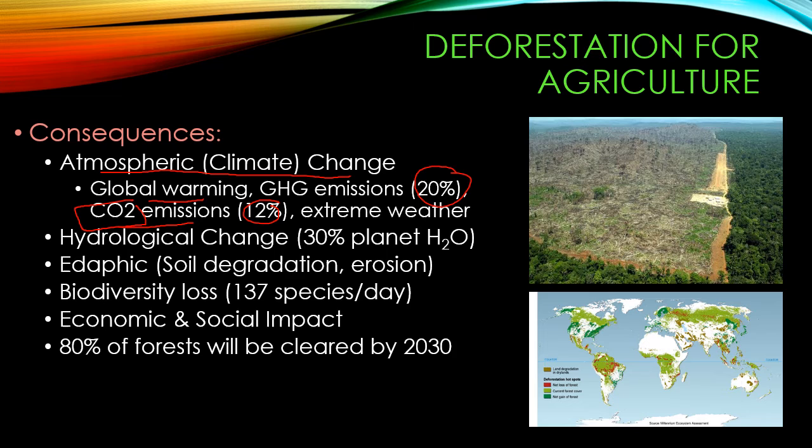And you can see all these figures. You can go back to the references and look at the data. There is a continuous increase of CO2 worldwide, continuous over time. For many years now, CO2 has been on the rise. Also, deforestation will impact hydrological change. 30% of the planet's water is linked to forests, and that is worldwide.